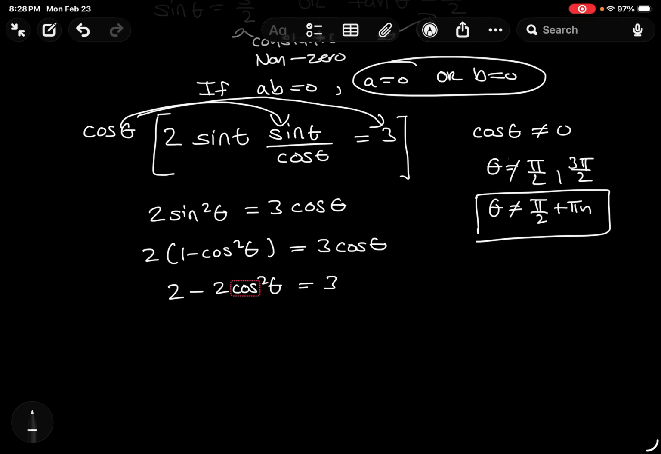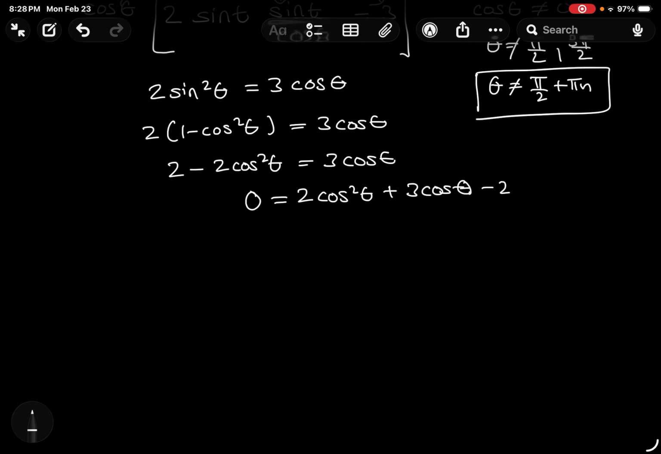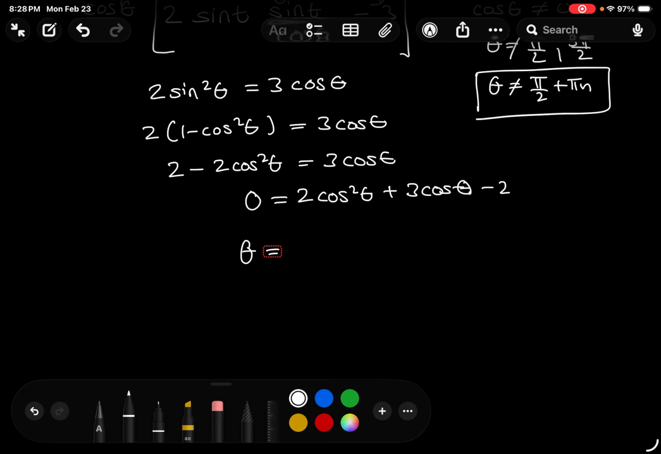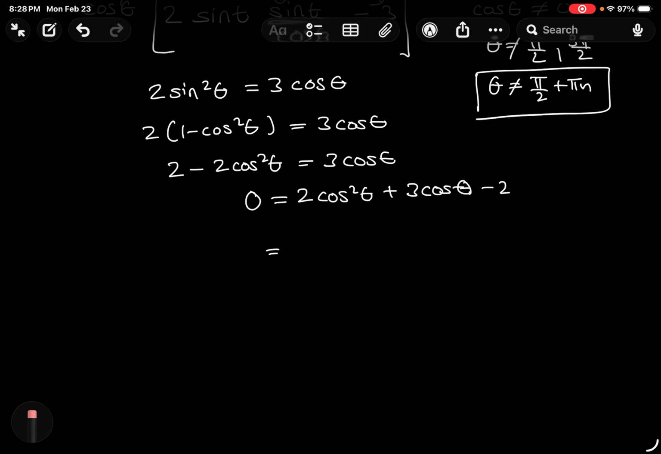Distribute our 2. Whenever you have a squared term, then a non-squared term, and then a constant, chances are we're going to do a little bit of factoring. Let's move all the terms over to the right side: 2 cosine squared theta plus 3 cosine of theta minus 2. Just as before, we use the GCF. This time there should be a 0. And that looks like a theta here. Let me erase that really quickly and just call that a 0.